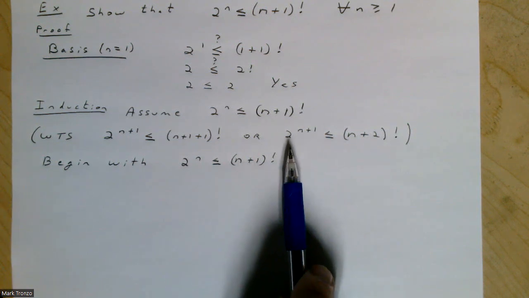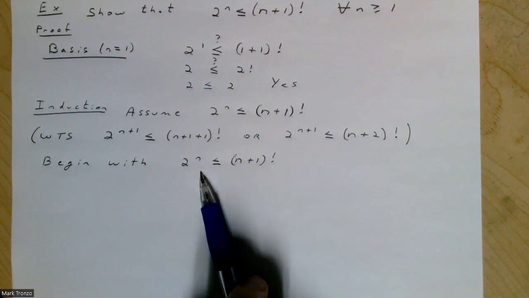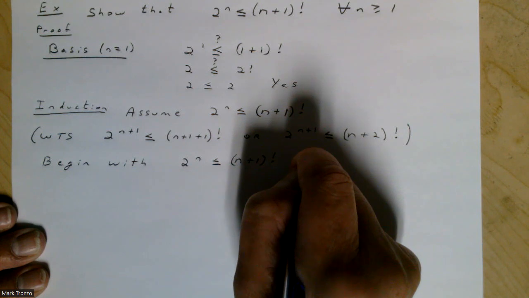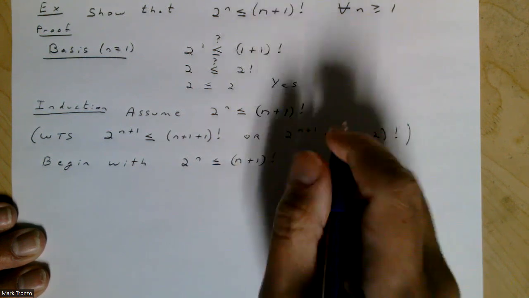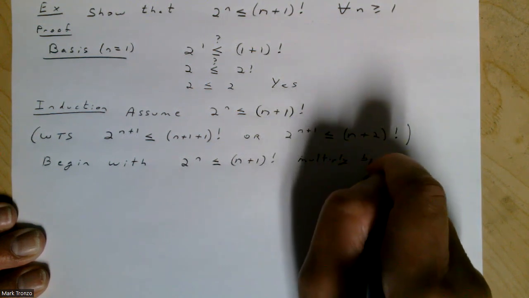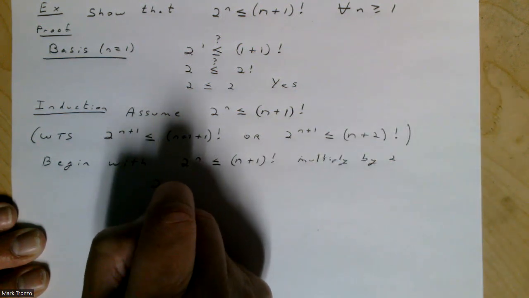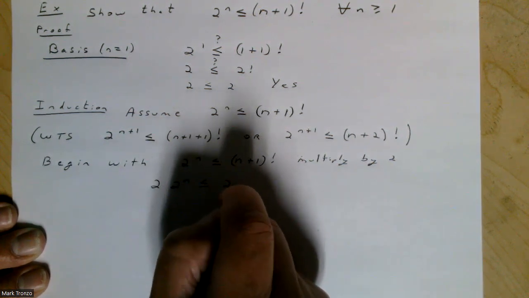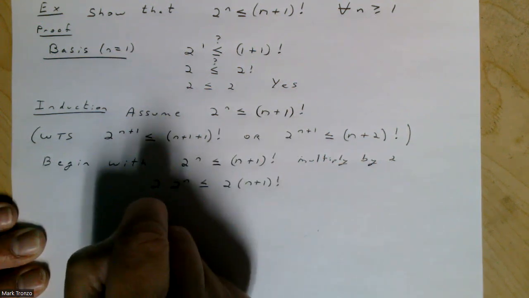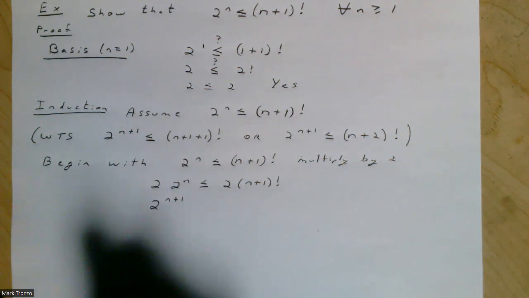Now, it'll probably be fairly easy to match the left-hand side, because if we multiply by 2, we'll get 2 to the n plus 1. So multiply by 2 on both sides. So that's going to be 2 times 2 to the n, and so what that's going to mean is going to be 2 to the n plus 1. And so we've matched this side.